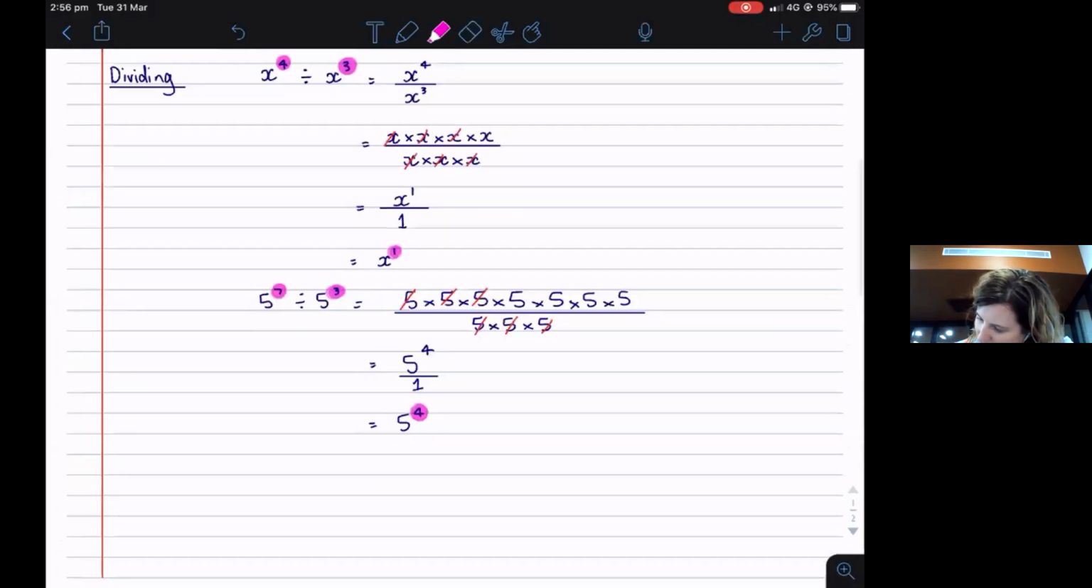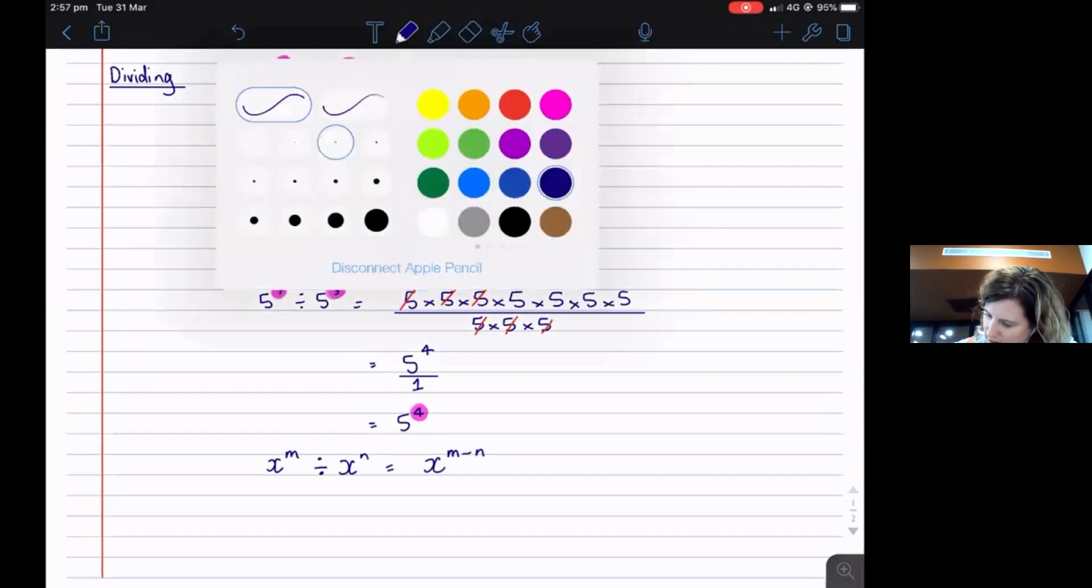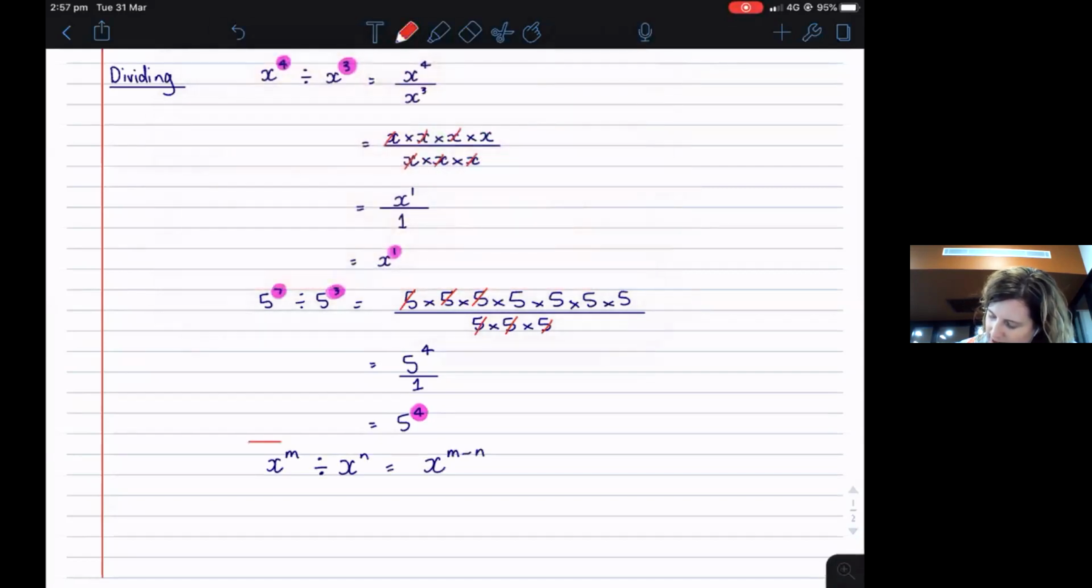which then gives us the general rule. x to the m, so this is anything to the anything, divided by x to the n, so the same thing to something else, equals x to the m minus n. And I would like you to highlight that in any way you can and do a box.